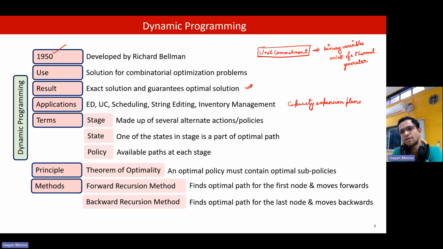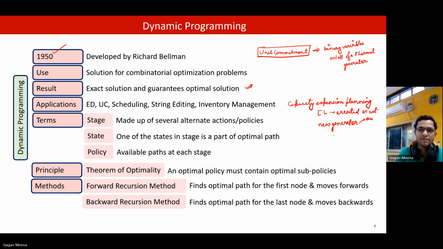So one may think, what are the binary variables here? Binary variables include whether a transmission line should be erected or not, whether a new generator should come up or not. And now we can say even renewables and storage, whether a new energy storage should be installed or not. So these types of binary variables are available in capacity expansion planning.